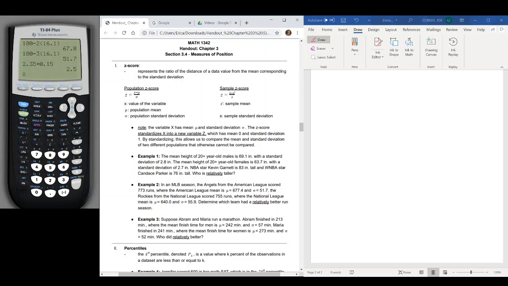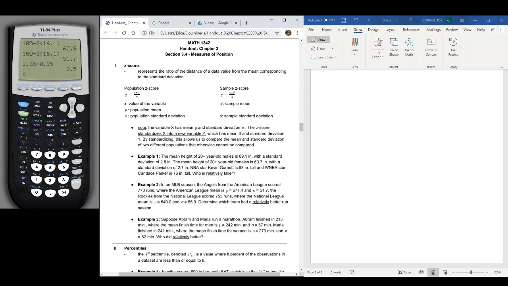WNBA star Candace Parker is 76 inches tall. We did the same thing here. Notice we identified a specific person of interest in the female population. Likewise, here we have X for the female population. Who is relatively taller? That's the question. We're not looking to see who's taller directly, because I can compare 83 and 76 and see who's taller from there. The idea is we want to know, is Kevin Garnett taller than the average male more so than Candace Parker is taller than the average female? We want to know who is taller relatively speaking.